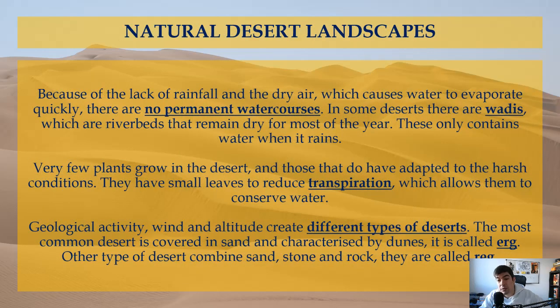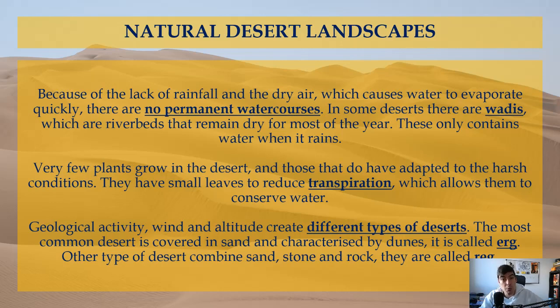In the deserts, there are no permanent watercourses, but in some deserts we can find wadis, which are riverbeds, cauces, that remain dry for most of the year and only contain water when it rains. And since there is very little precipitation, they only carry water during certain periods of the year.